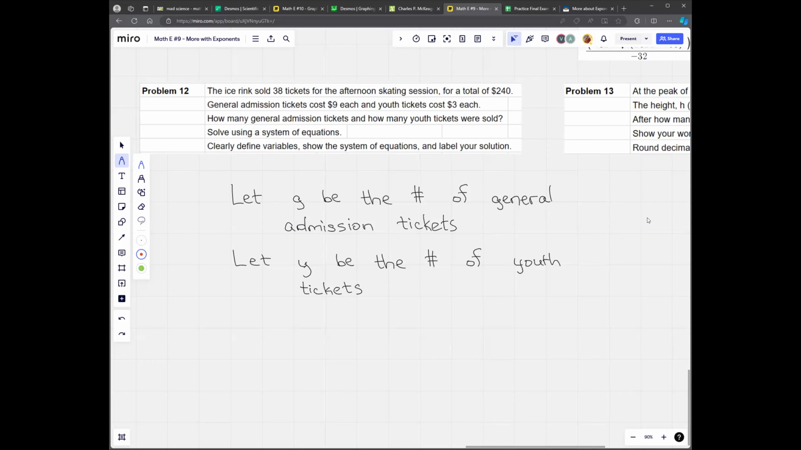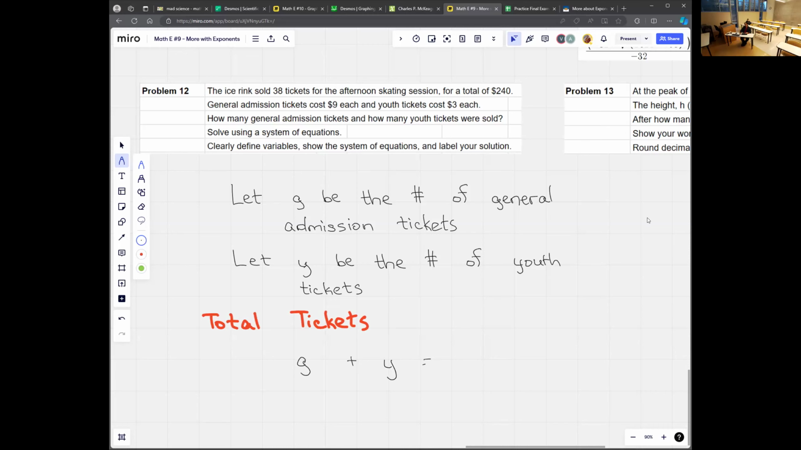So I have 2 different equations I'm going to make. One is total tickets. That's a nice simple one. If I add up G and Y, what do I get? 240. No, look at it carefully. Total tickets, 38. Yeah, there's 38 tickets. So G might be 30 and Y might be 8 or something like that, right?